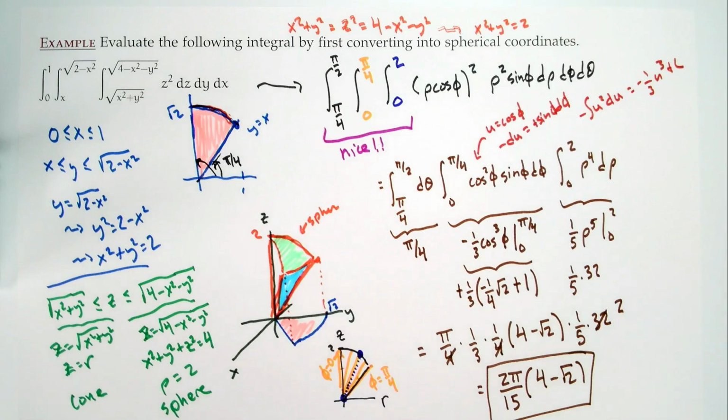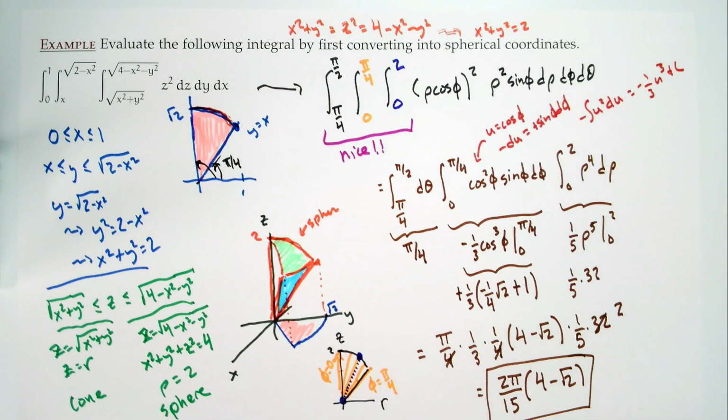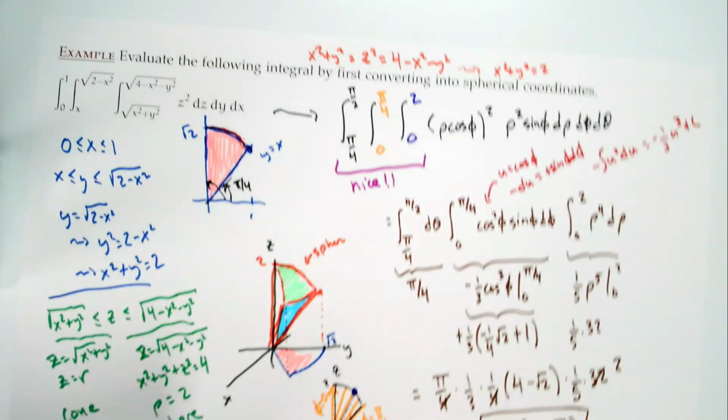Done. All right. Well, that wasn't so bad. Certainly probably simpler than trying to deal with all those square roots that would have inevitably come up if we had tried to do this using the integral as written. It's nice to have choices. It's nice to have options. All right. Let's do another one.